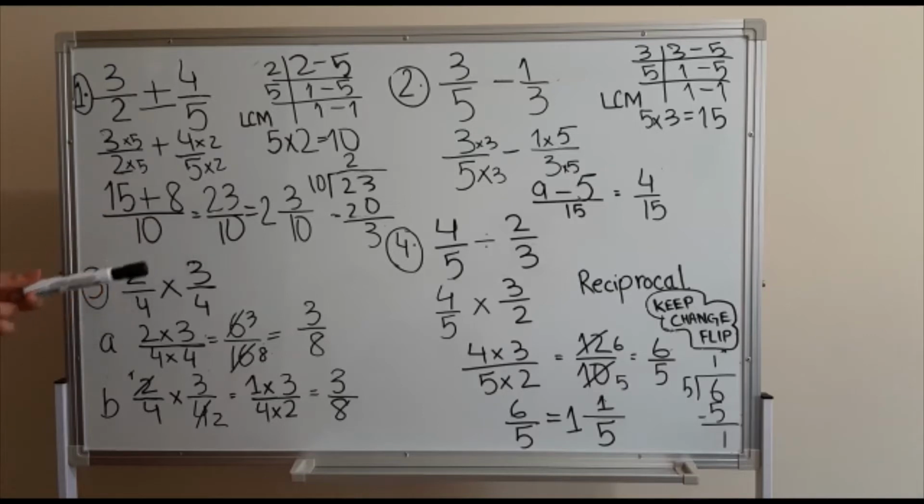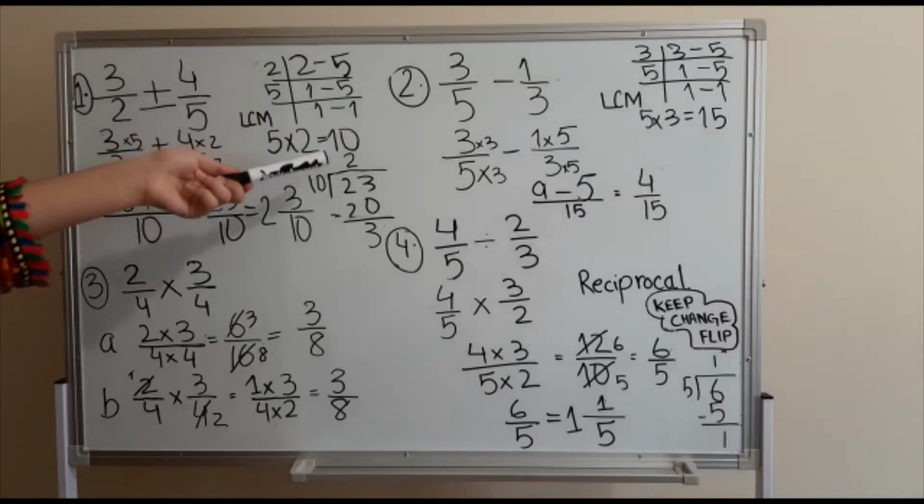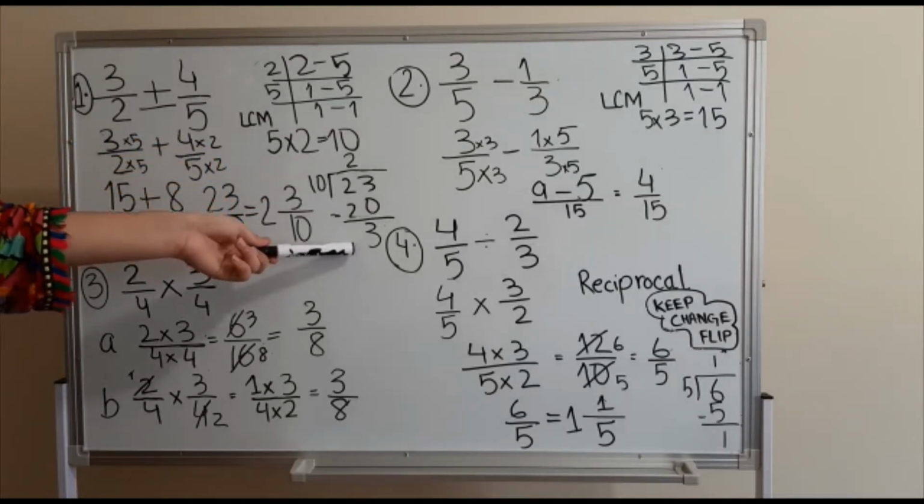23 over 10. If you have seen the previous video, there are different types of fractions, like improper fraction and proper fraction. This is an improper fraction because the numerator is greater than the denominator. So in order to turn this into a mixed fraction, you divide. 23 divided by 10, you get 10 times 2 is 20, and 3 is the remainder.